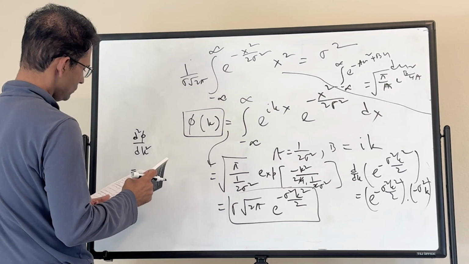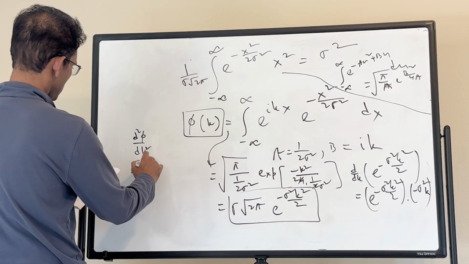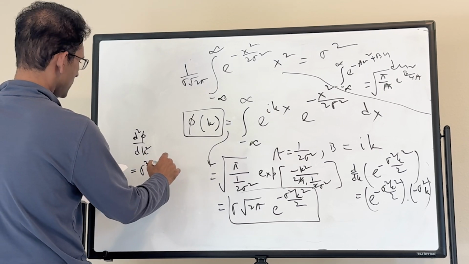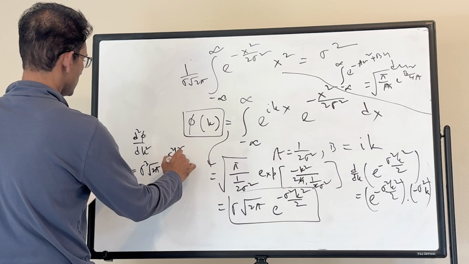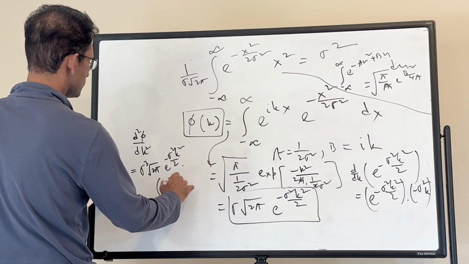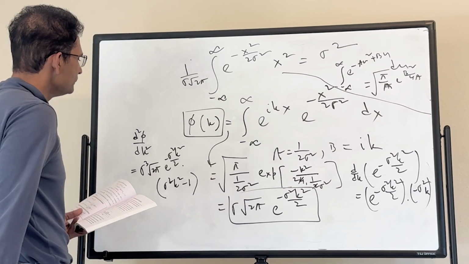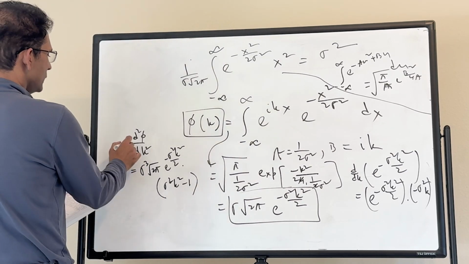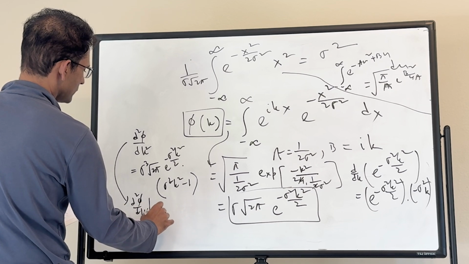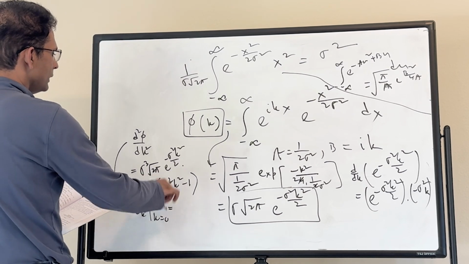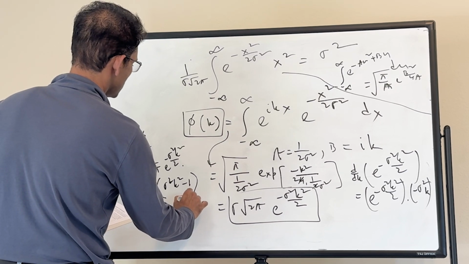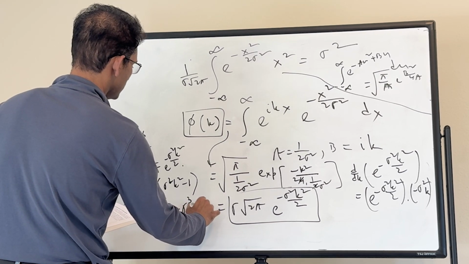This is, by the way, in the book. So sigma cubed square root of 2 pi e to the minus sigma squared k squared over 2, and then you have a multiplying factor which is sigma squared k squared minus 1. Then you evaluate that at k equal to 0. If you do that, this gives you negative 1, so your result is minus sigma cubed square root of 2 pi.